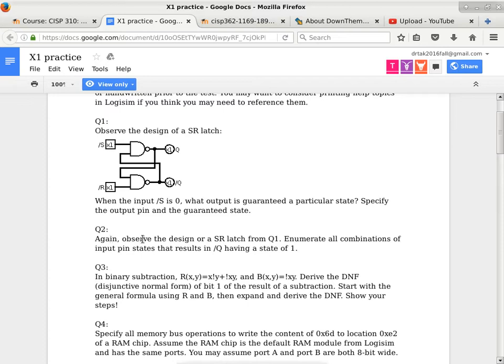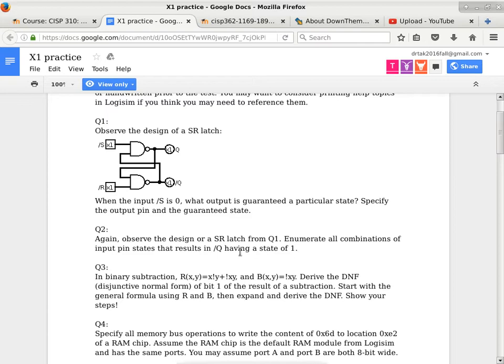Question number two, again observing the design of an SR latch from question number one: enumerate all combinations of input pins that result in /Q having a state of one. What I'm expecting is people to tell me that if /S is this and /R is that, the output is going to be one, and so on. Since we answered the first question, don't you think the second question is a little bit easier to answer? So what combination of input pins will result in /Q, not Q, but /Q having a state of one? /R being zero, guaranteed.